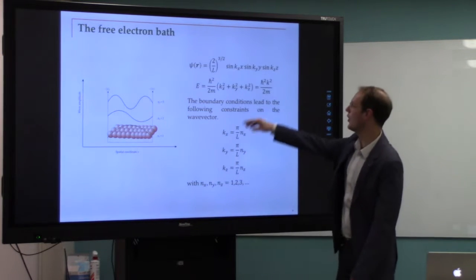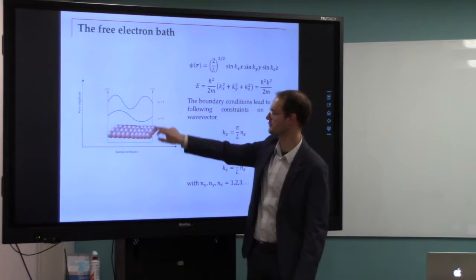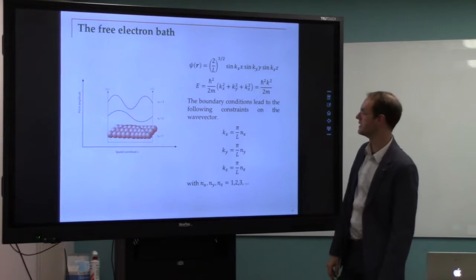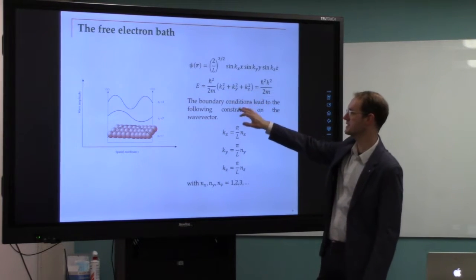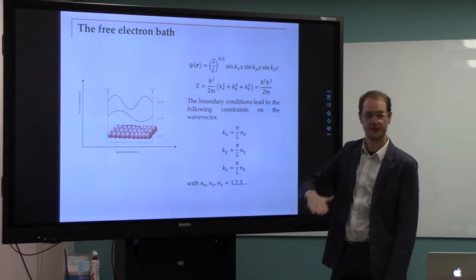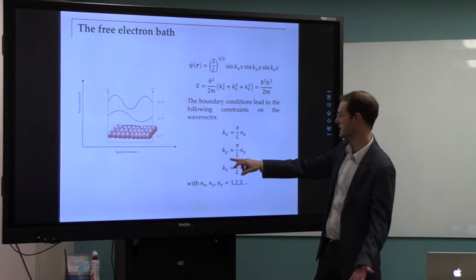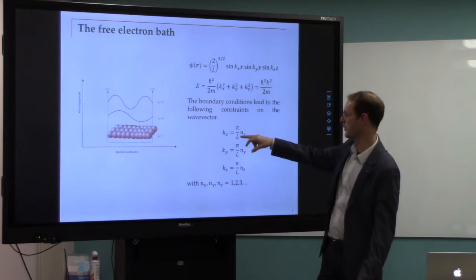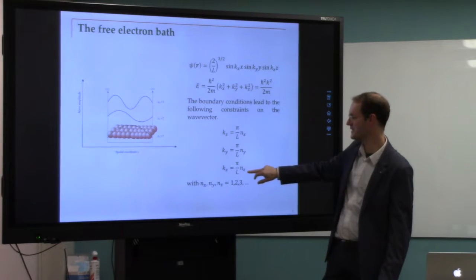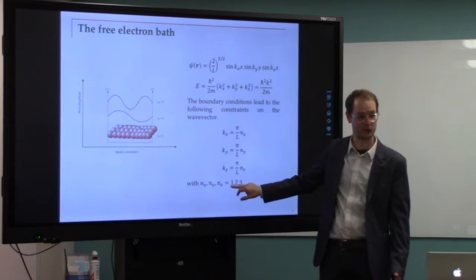Okay, and so there's going to be boundary conditions because the potential goes to infinity at the edge of the box, and so the wave function has to go to 0 at the boundary. Therefore kx, ky, and kz cannot take on any value. They can only take on discrete values, and so the energy states are going to be quantized. So kx, ky, and kz have to be equal to pi over L times their respective quantum number, nx, ny, or nz, where nx, ny, and nz are positive integers greater than or equal to 1.